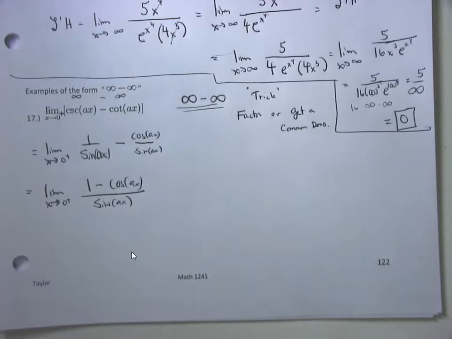All I did was do algebra on the trig, but in doing this algebra on the trig, with this infinity minus infinity, I actually have a common denominator. Put it over one big common denominator, which means I got a fraction. Now let's check it.